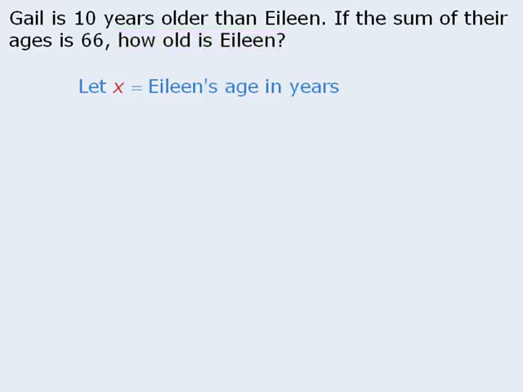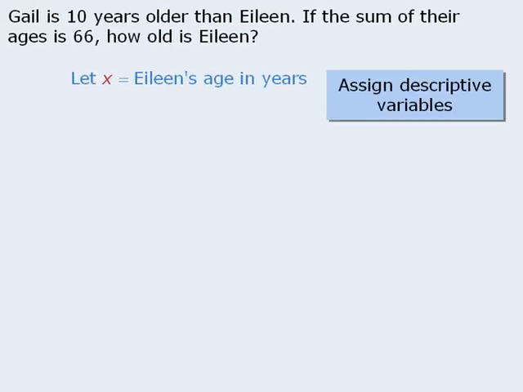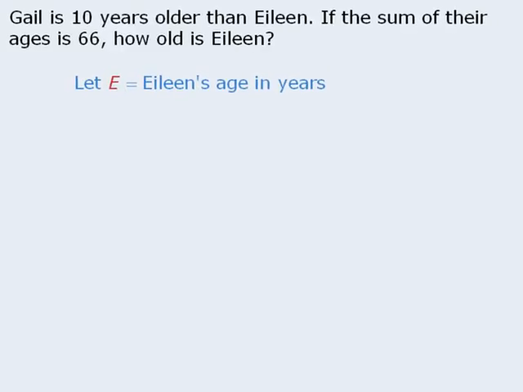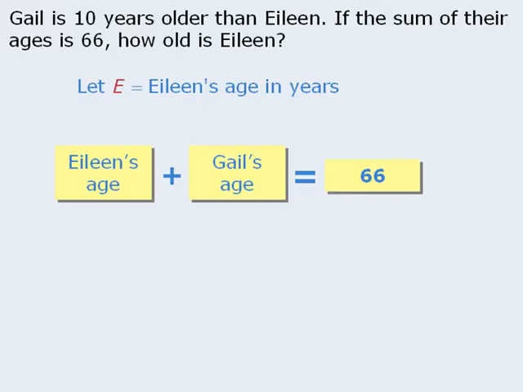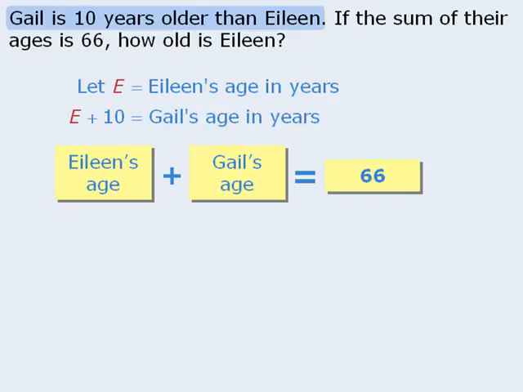Now using the variable x is a common approach, but it's even better to assign descriptive variables so that we have a better idea of what the value of the variable represents. So instead of letting x represent Eileen's age, let's let e represent Eileen's age. Now since we need Eileen's age and Gail's age to create an equation, we still need to find a way to represent Gail's age algebraically. The question tells us that Gail is 10 years older than Eileen. So if we take Eileen's age, which is e, and add 10, this will be Gail's age.